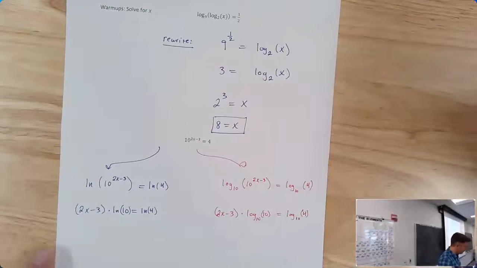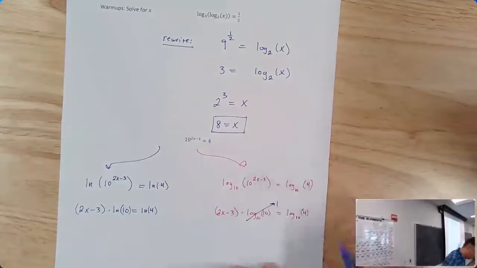Okay, so everybody on your fingers, not that finger. What's log base 10 of 10? One on your fingers. Yeah, sorry. So that's going to be just 1.